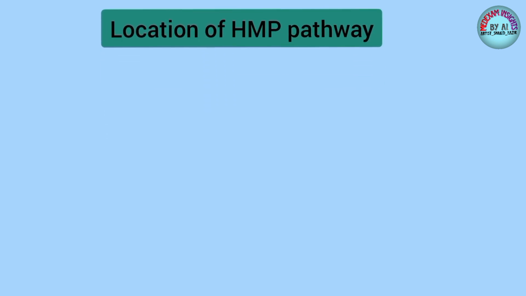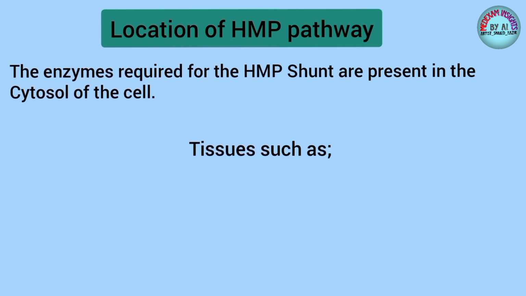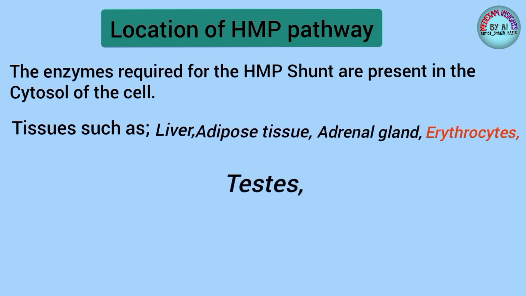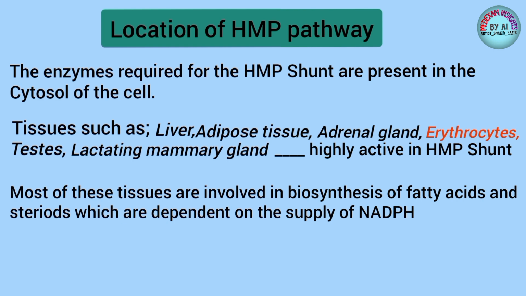Now we will be discussing the location of this pathway. The enzymes required for the HMP shunt are present in the cytosol of the cell. Tissues such as liver, adipose tissue, adrenal gland, erythrocytes, testes, and lactating mammary glands are highly active in the HMP shunt. Most of these tissues are involved in biosynthesis of fatty acids and steroids, which are dependent on the supply of NADPH.